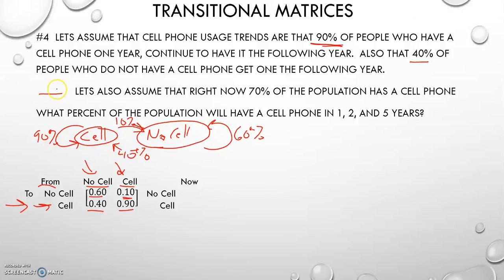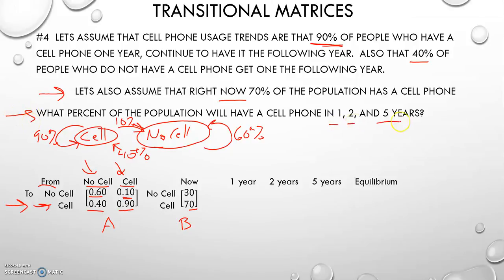Then it also says here that let's assume that right now 70% of the population has a cell phone. So that means if 70% has a cell phone, 30% do not have a cell phone. So we're just going to say this is out of 100. 70 out of every 100 people have a cell phone. 30 out of every 100 people do not have a cell phone. And so we can call this matrix A here. That's the transition matrix. And this matrix B, which is the matrix that we have right now. And so what we want to do is figure out what percent of the population will have a cell phone in 1, 2, and 5 years. And so that's what we're going to work on first.